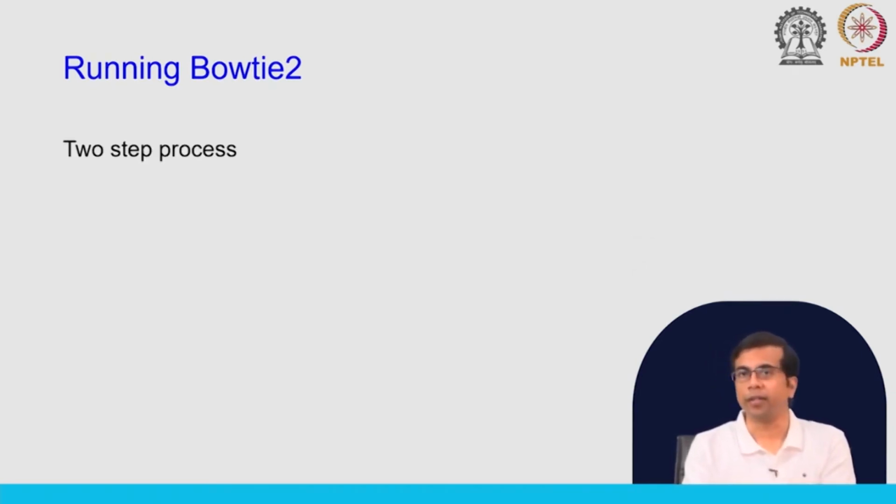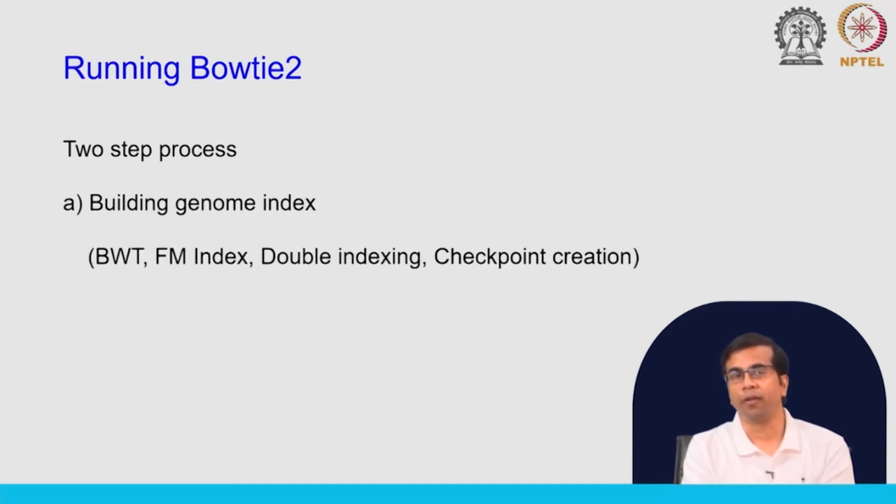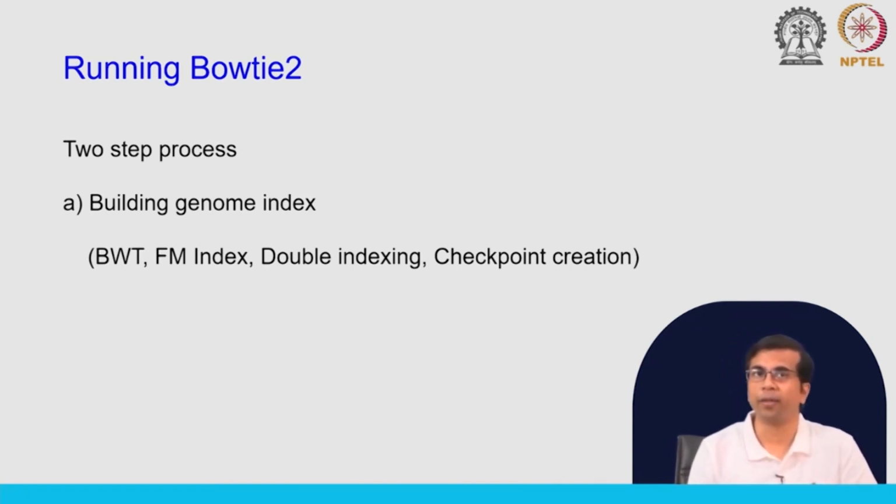So, it appears that this is a two-step process. You would have to first build something called a genome index. What happens in genome index is this Burrows-Wheeler transform, this FM index creation, double indexing, and checkpoint creation. All these things are happening when you run this genome indexing part. So, that is the first step.